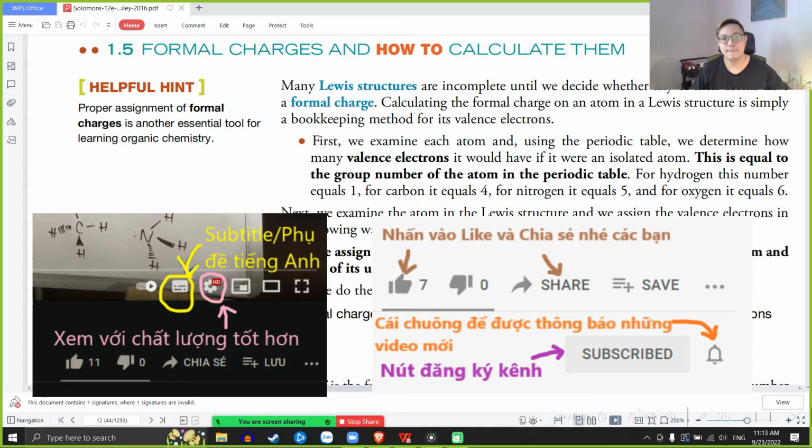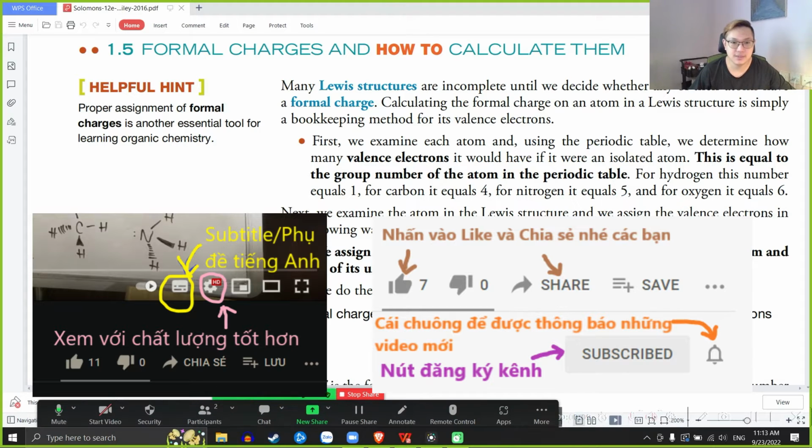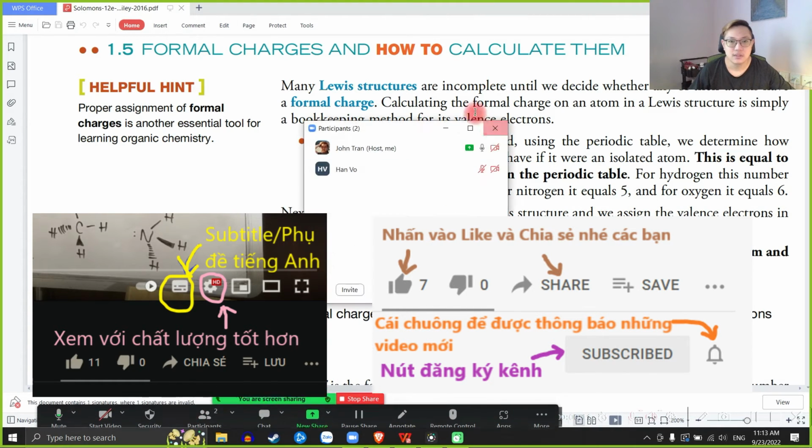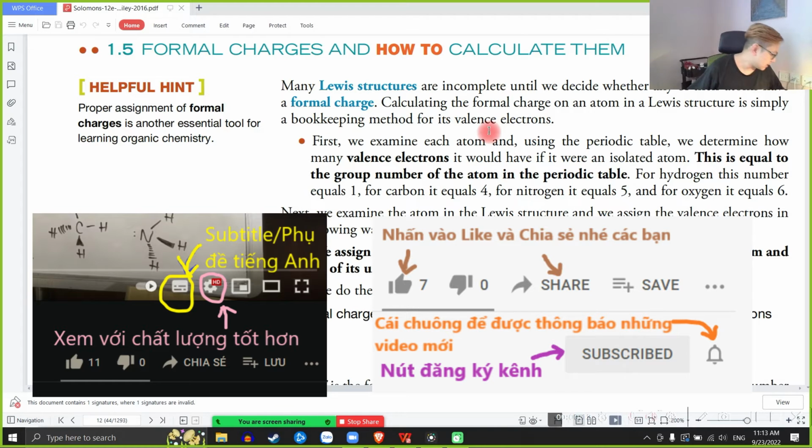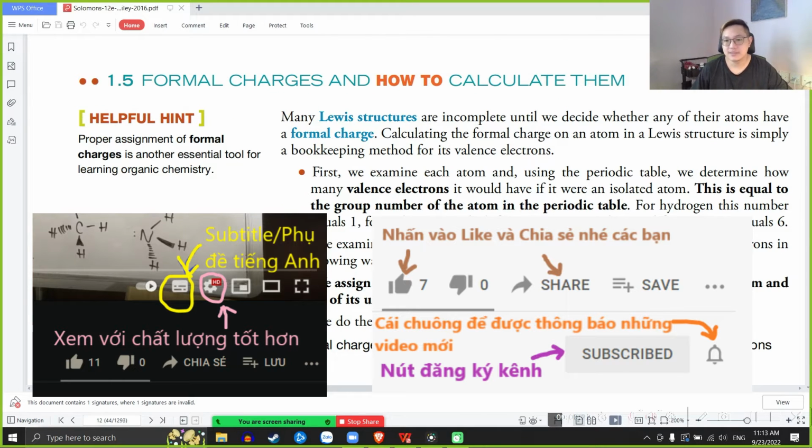So here I'm doing a tutor class for my student, his son, and we are at 1.5. Talk about formal charges and how to calculate them. So basically, we did the structures.